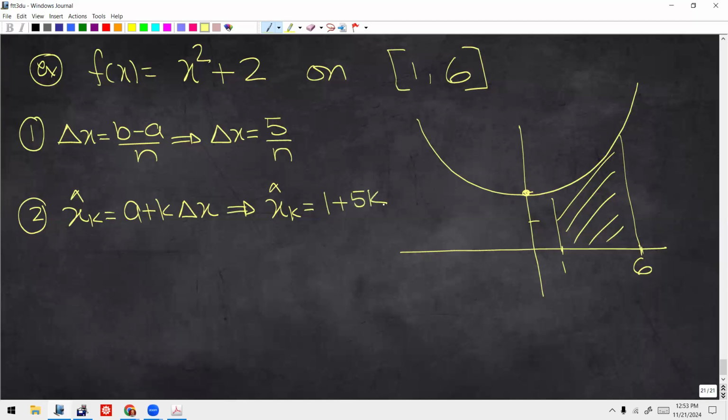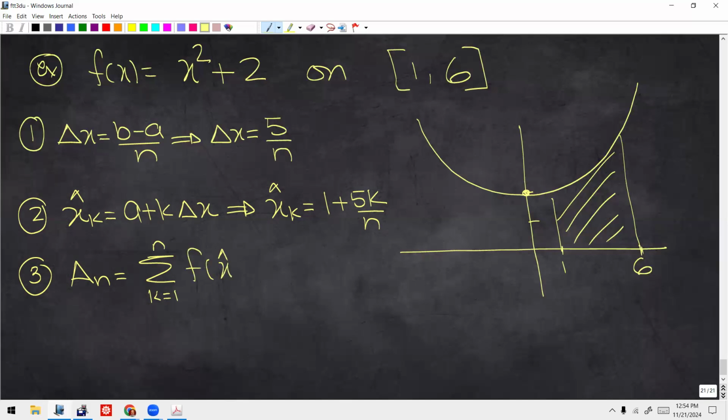Will be 1 plus 5k over n. Did everybody get that? Did you guys get that? Because a is 1, delta x is 5 over n, right? What's the next thing we do? Find the area of n rectangles using this formula.